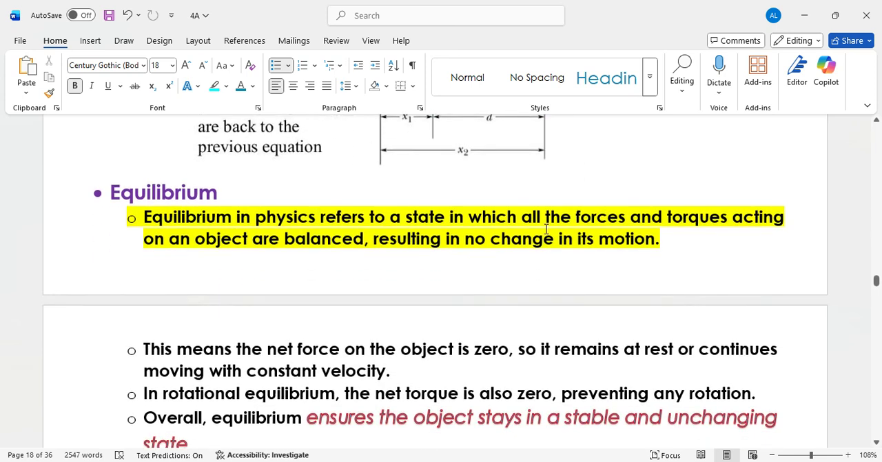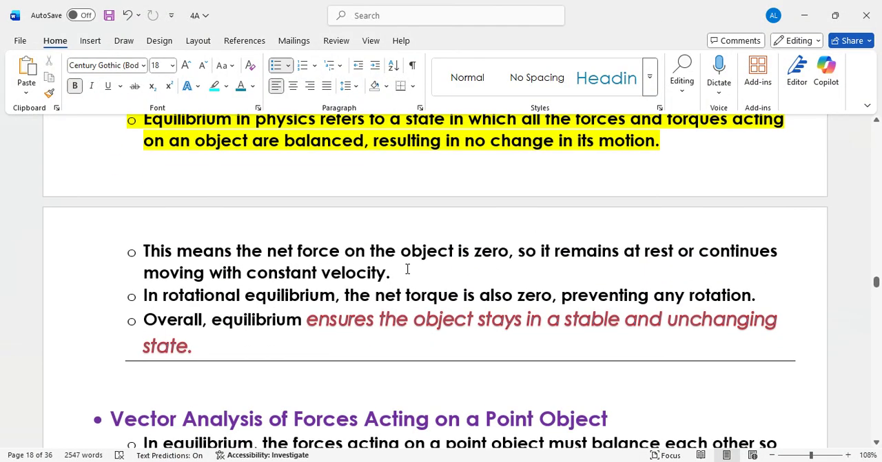Equilibrium in physics refers to the state in which all the forces and torques acting on an object are balanced, resulting in no change in its motion. Equilibrium in physics, all right. So it is a state where all the forces and torques, we'll be learning about torque pretty soon, acting on an object are balanced, resulting in no change in its motion. Equilibrium is everybody's relaxed and chill. Okay. There is no change in its motion.